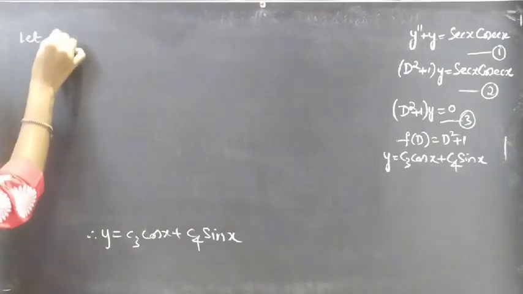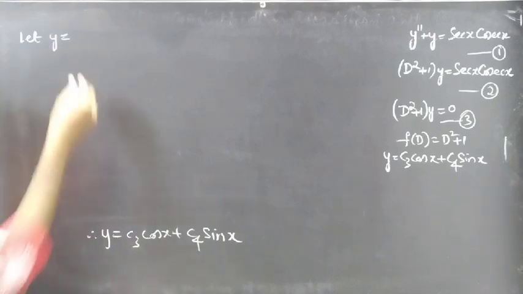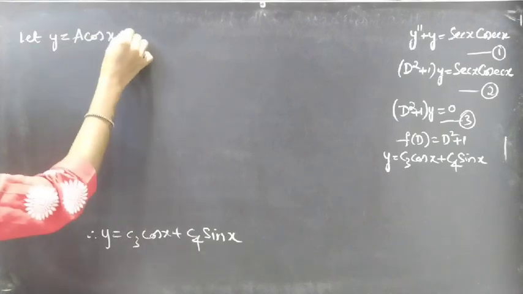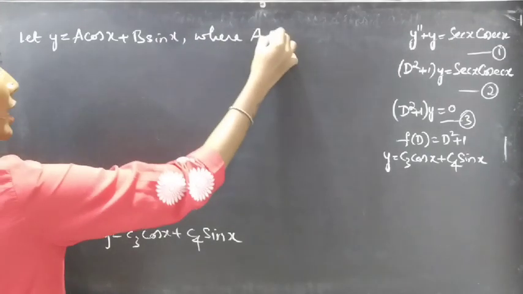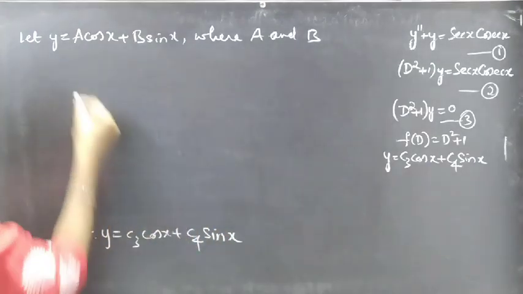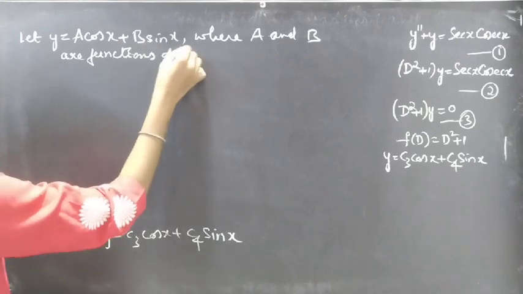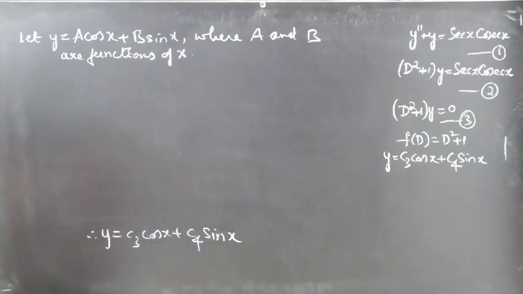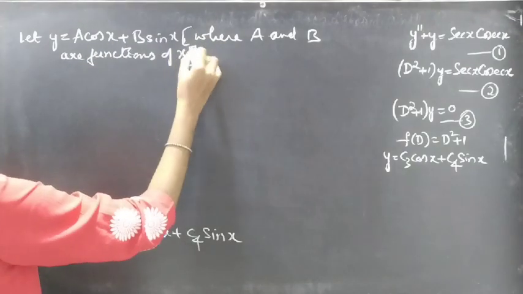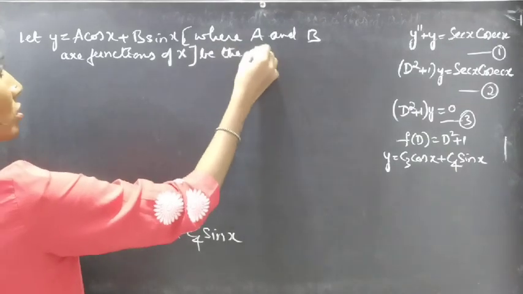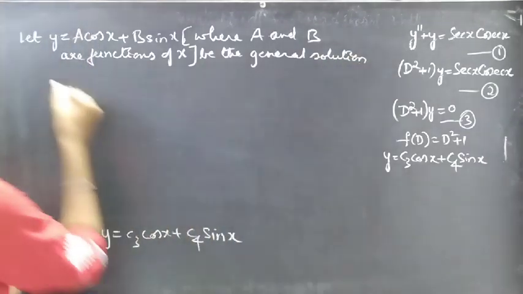Let y equal to, now replace the constants or parameters with functions of x, a and b. We'll get a cos x plus b sin x, where a and b are functions of x, right? Let y equal to a cos x plus b sin x be the general solution to 1 and 2.